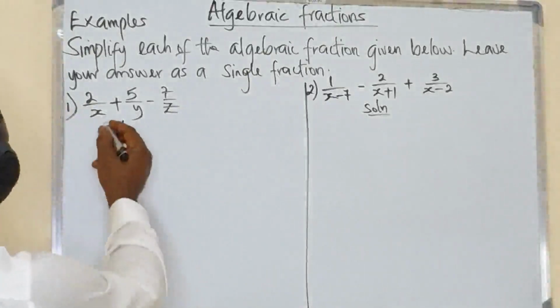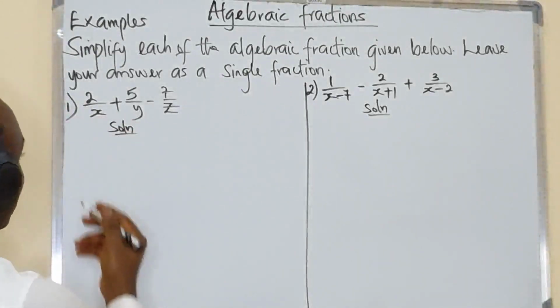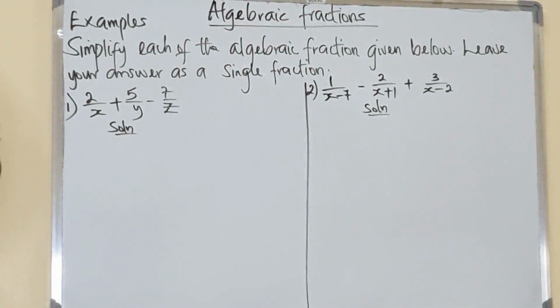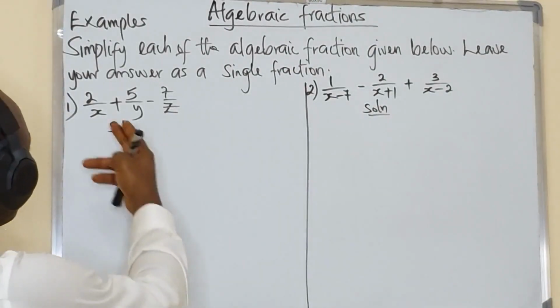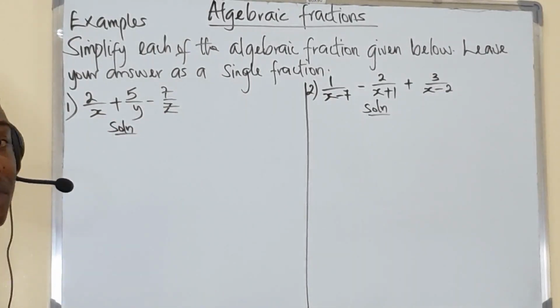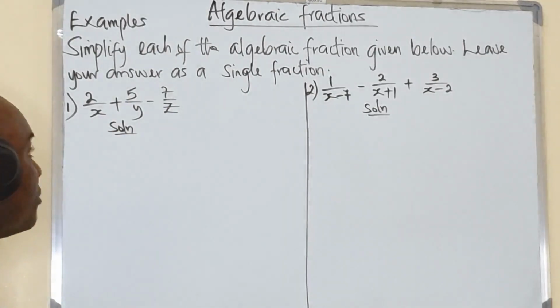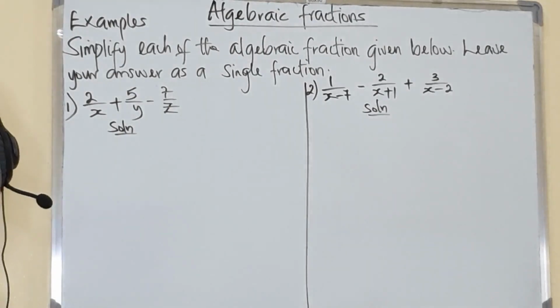We will begin with the first example that says 2 upon x plus 5 upon y minus 7 upon z. One thing you will notice with this set of fractions is that there is no common denominator. So how do we achieve that? Well, the lowest common multiple strategy will help us in this case.